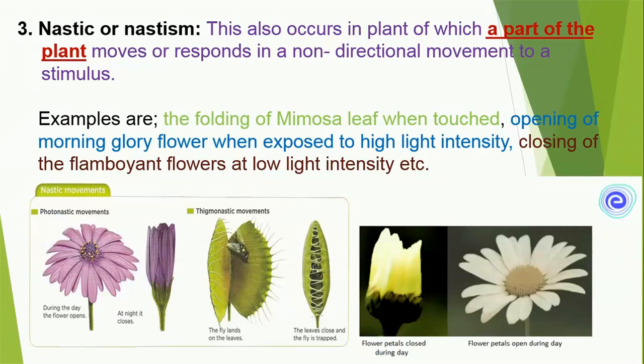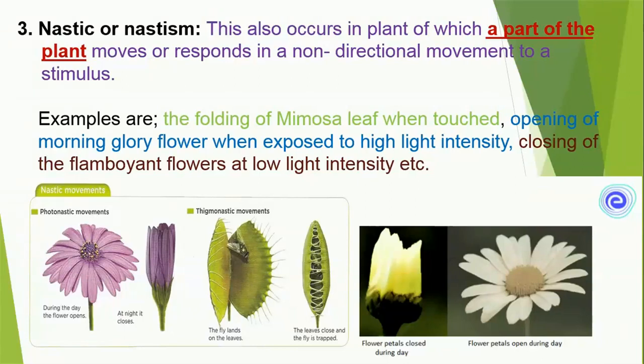This also occurs in plants of which a part of the plant moves or responds in a non-directional movement to a stimulus. So there is nothing like moving towards or away from a stimulus. Now examples are the folding of mimosa leaves when touched. When you touch a mimosa leaf, the leaf will fold up automatically. Now opening of the morning glory flower when exposed to high light, especially during the day. Another example is the closing of the flamboyant flowers at low light intensity.